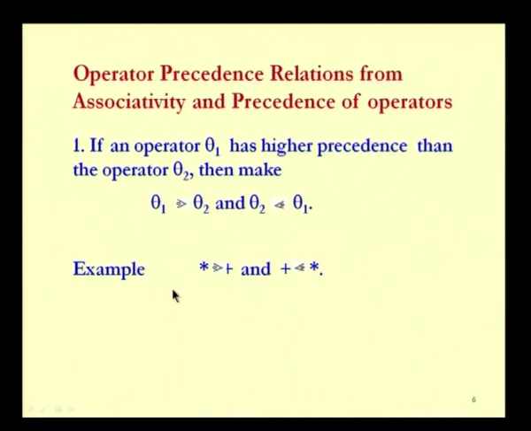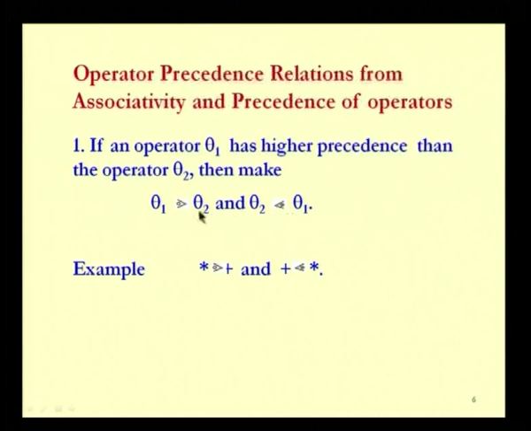In general we shall take two operators, one is going to be theta 1 and another one is going to be theta 2, and the condition being stated is if an operator theta 1 has higher precedence than the operator theta 2, then how do we set the relationship? We should say that theta 1 is greater than theta 2, and it implies that theta 2 is having lower precedence than theta 1. So, we should set the alternate also: theta 2 is precedentially less than theta 1.